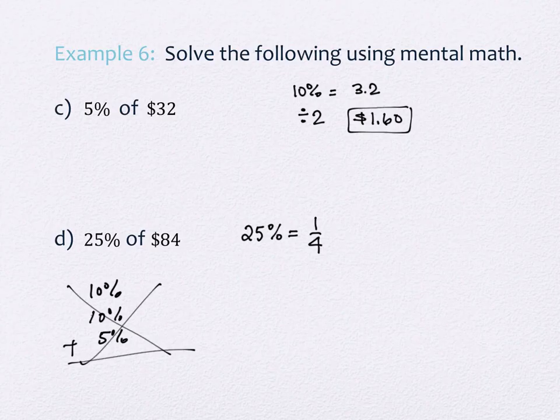So if I want to find 25% of $84, instead of worrying about it in percent form, I can do it in fractional form. And 1/4 of $84 is very nice. So what is 1/4 of 84? It's the same thing as asking what is 84 divided by 4? It's 21. So either of those versions are going to give you 21.